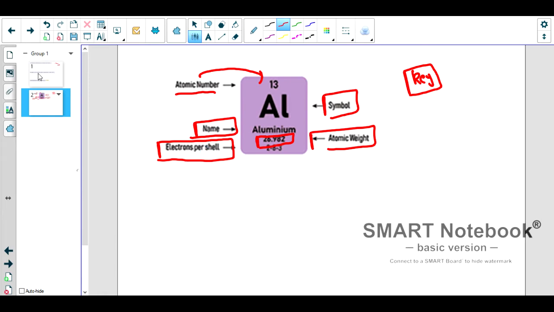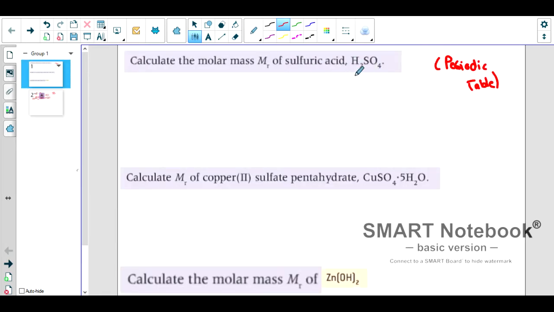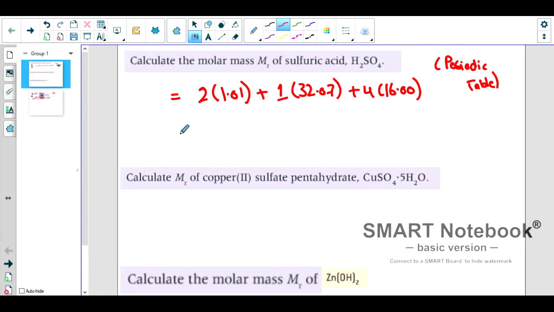Okay, let us try now. We have H2SO4. This tells me that this molecule has 2 hydrogens, 1 sulfur and 4 oxygens. So how can I find the mass? I have 2 hydrogens, so 2 times the mass of hydrogen, which I get from the periodic table, plus 1 sulfur, so 1 times its mass from the periodic table, plus 4 oxygens, so 4 times 16, the mass of oxygen.